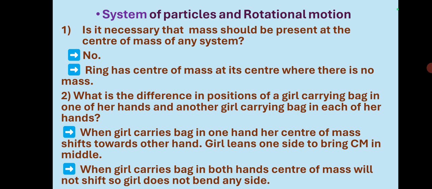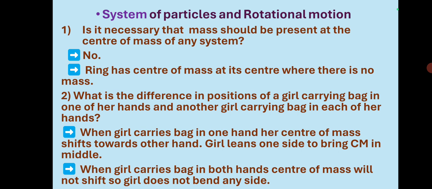Next chapter, chapter 7, system of particles and rotational motion. Is it necessary that mass should be present at the center of mass of the system? No need. A ring does not have any mass at the center. The ring has its center of mass at its center, but it does not have any mass at the center.